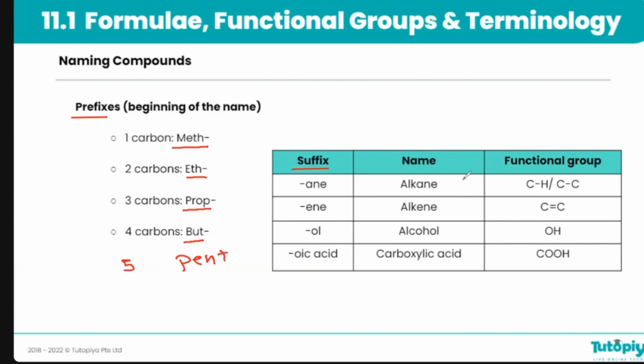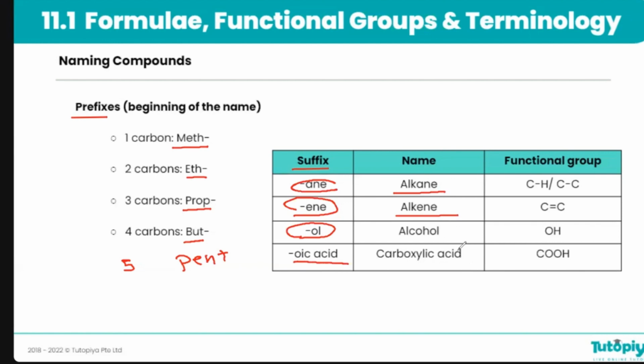The suffix, or how the name ends, will indicate the functional group. For example, if it is an alkane, we end with -ane. If it is an alkene, we end with -ene. If it is an alcohol, then we end with -ol. Finally, if it's a carboxylic acid, then we add -oic acid to the end.